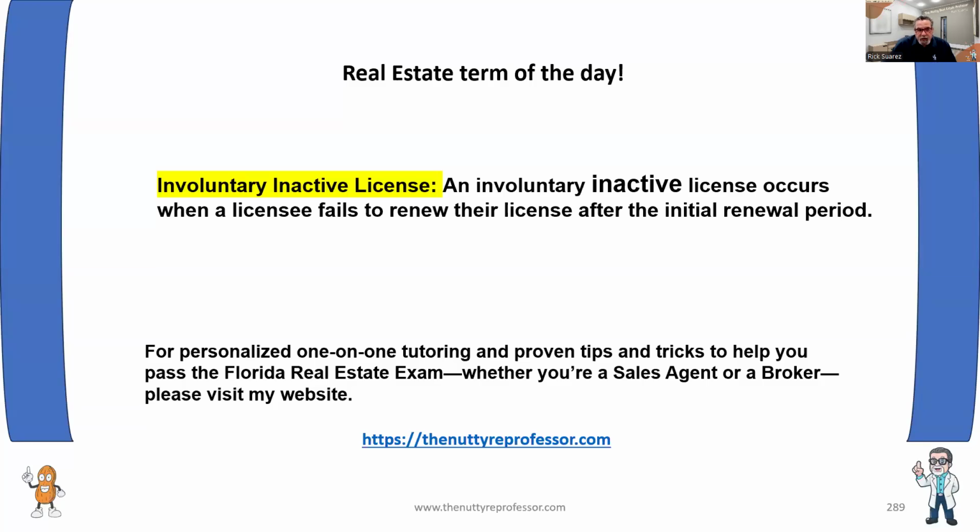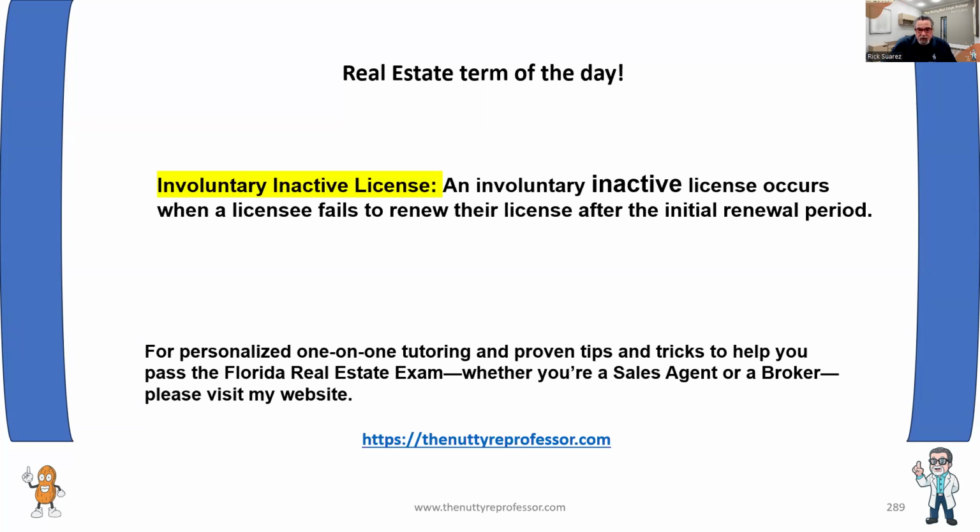Real estate term of the day, involuntarily inactive license. This happens when a real estate agent does not do the required education or pay for the licensing fee. This happens every 2 years. Every 2 years, an agent needs to do what's known as continuing education.